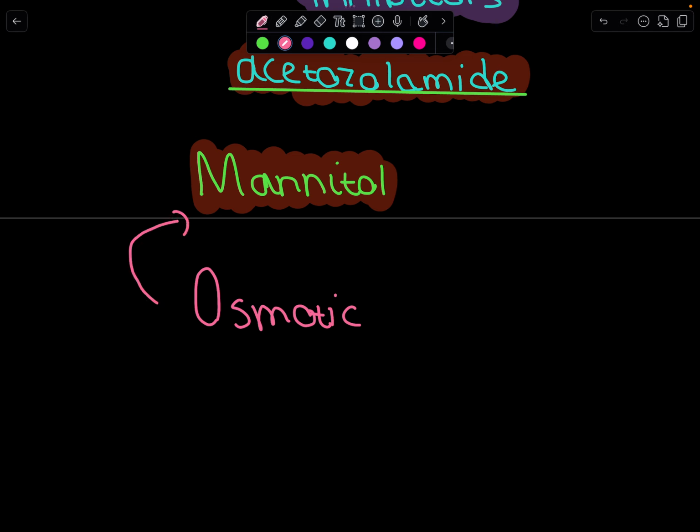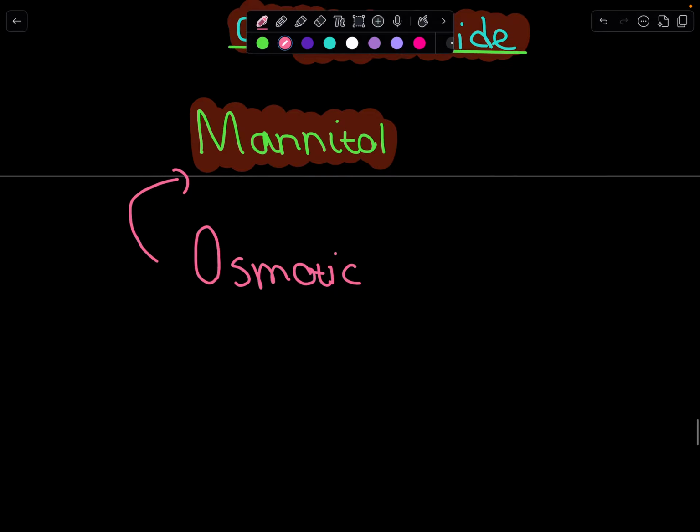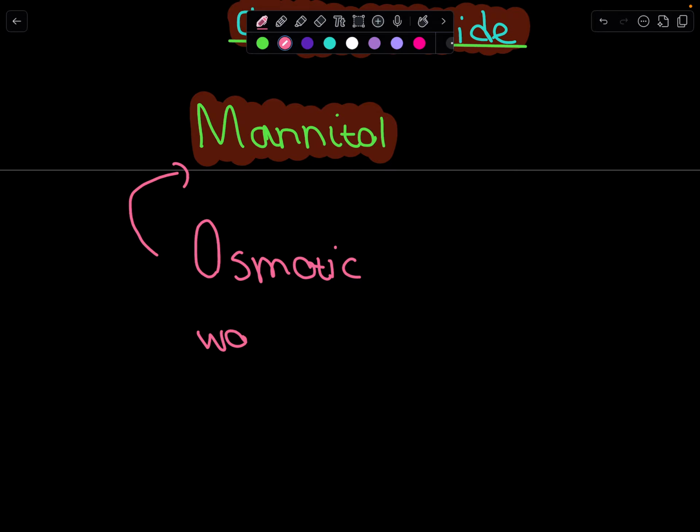Osmotic diuretics, like mannitol, work in the proximal tubule and loop of Henle. They're large molecules that, when given intravenously, are filtered by the glomerulus but not reabsorbed. This increases the osmolarity of the tubular fluid, pulling water into the urine by osmosis, preventing water reabsorption and boosting urine output. Mannitol is used in acute settings, like reducing intracranial pressure in brain edema, lowering intraocular pressure in glaucoma, or preventing kidney damage in rhabdomyolysis.